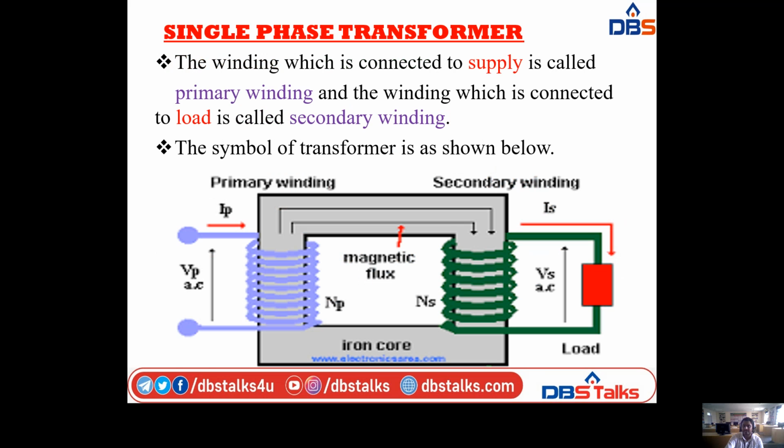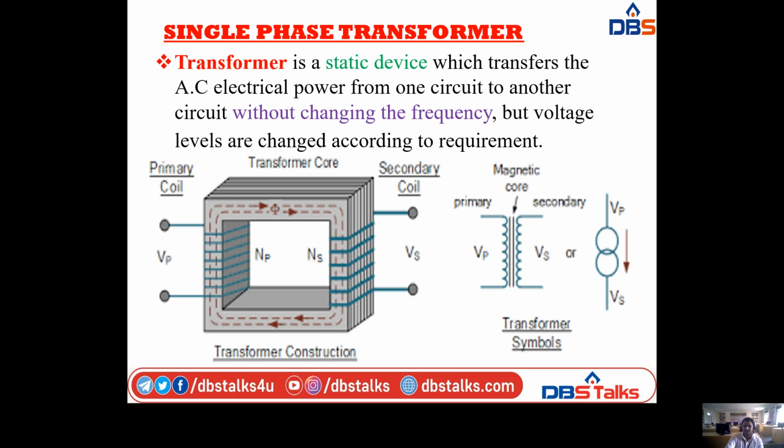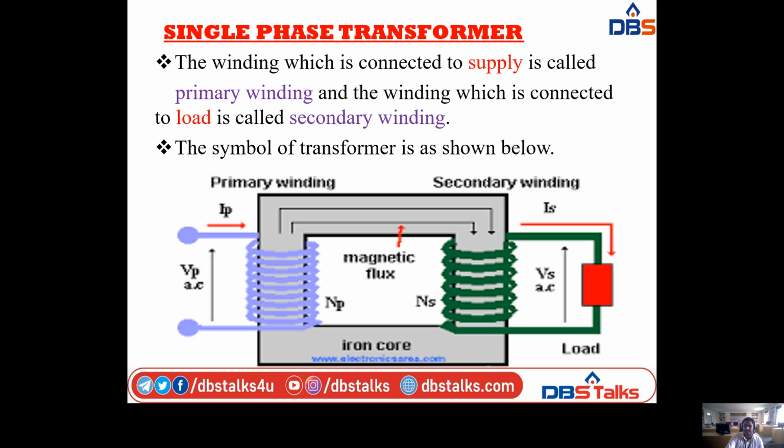So the winding which is connected to the supply is called the primary winding. Okay, and also the winding which is connected to the load. So in the transformer construction diagram, on the right side we have one notation, that is Vs, and the secondary coil is also there. So the winding which is connected to the load is called the secondary winding. Okay, and the symbol of the transformer is shown below.